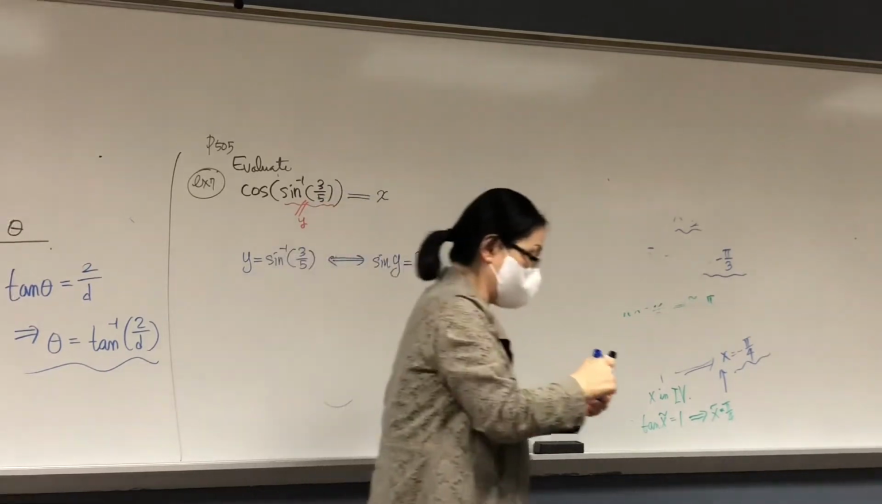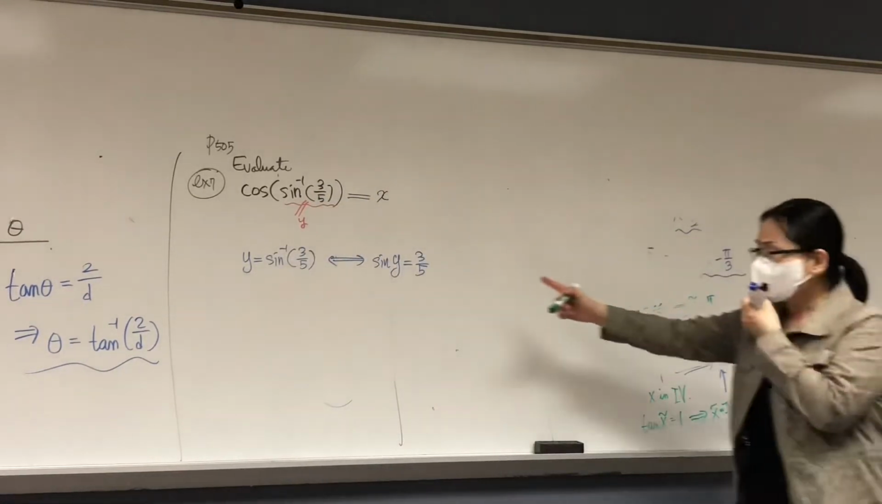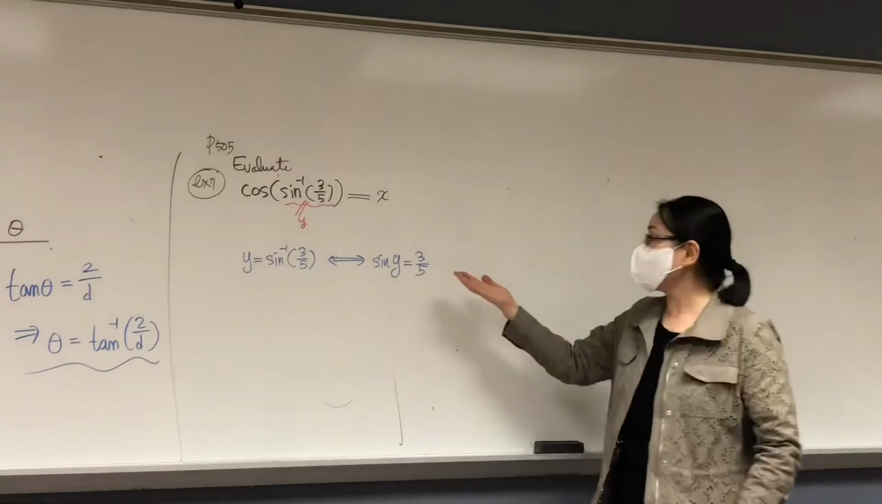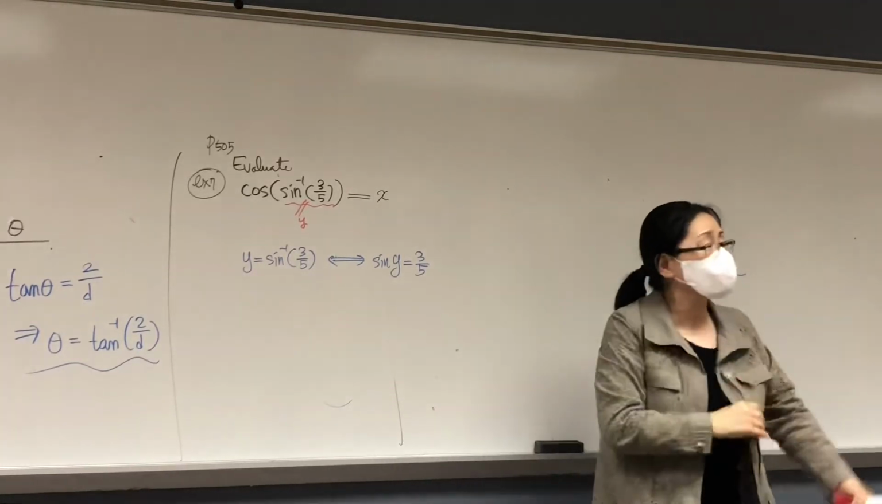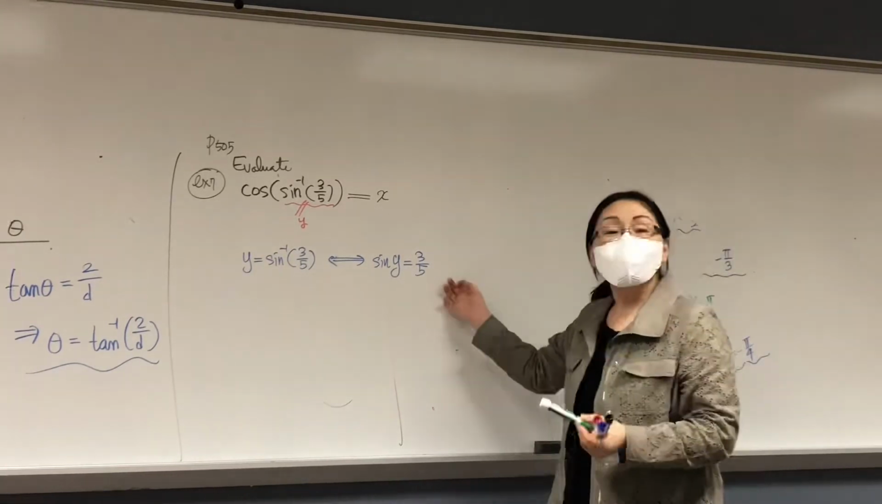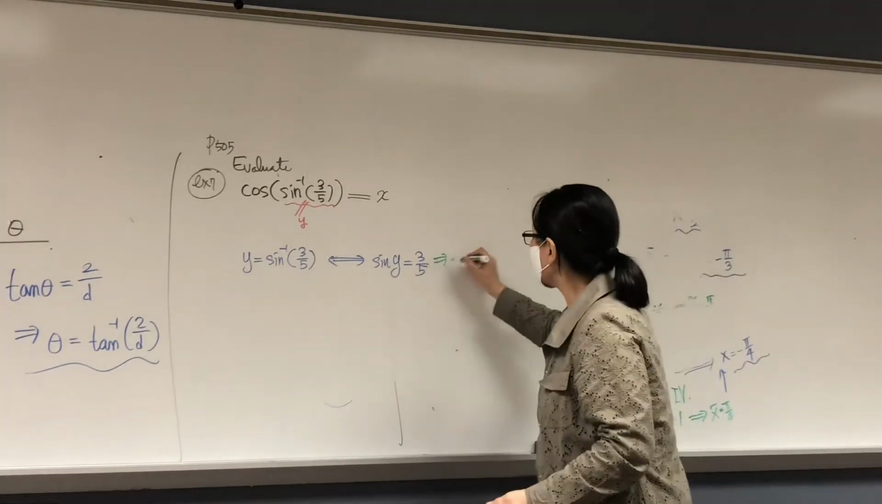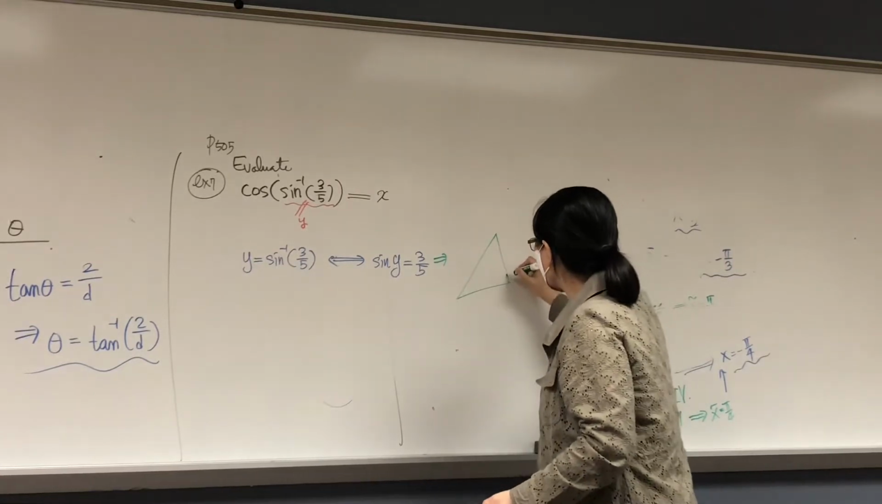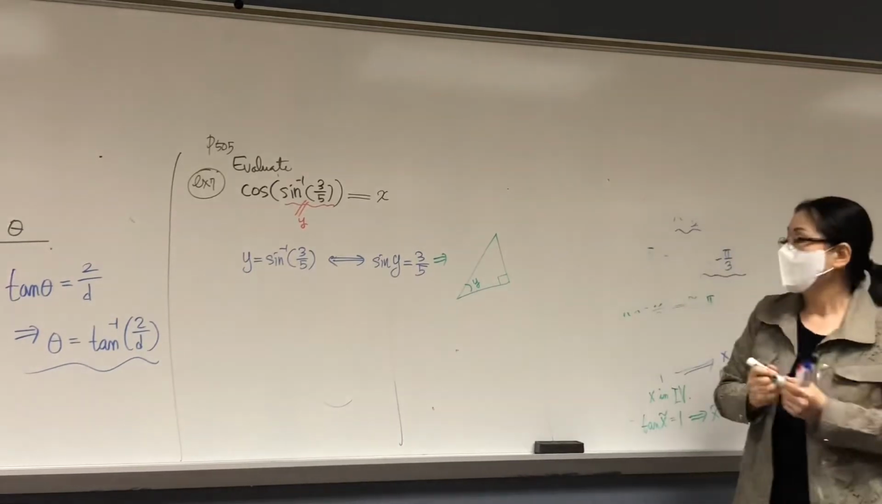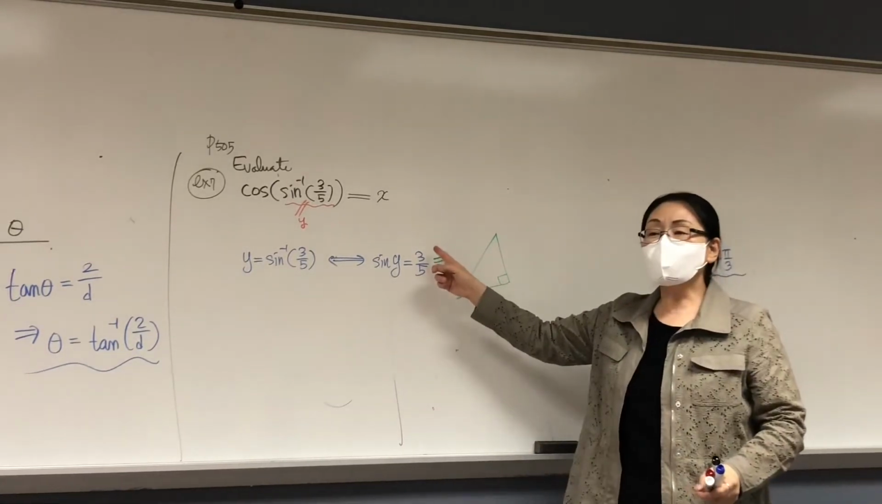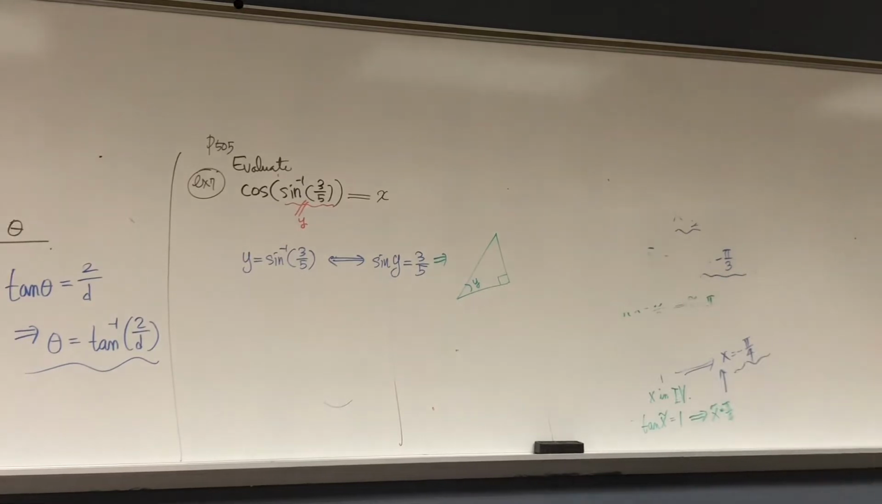Now, this is a new step. You should remember. Unfortunately, this is not a special value, not 1/2 or the square root of 3 over 2. So in the general case, you should draw a triangle. This is your angle y. Among the hypotenuse, opposite, and adjacent, which part is 5, which part is 3?